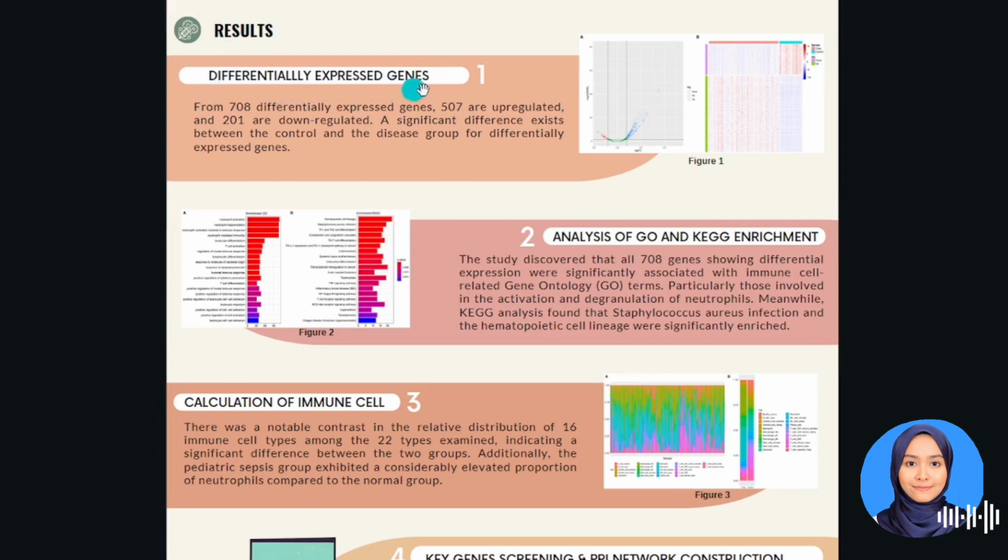Firstly, for the differentially expressed genes, the initial step taken by the researcher involved standardizing the microarray data from the three groups of GEOs in order to eliminate any variation caused by batch. From 708 differentially expressed genes, 507 are upregulated genes and 201 are downregulated genes by using GSE 26440 normalized data. This indicates that there is a significant difference between disease and the control group for differentially expressed genes.